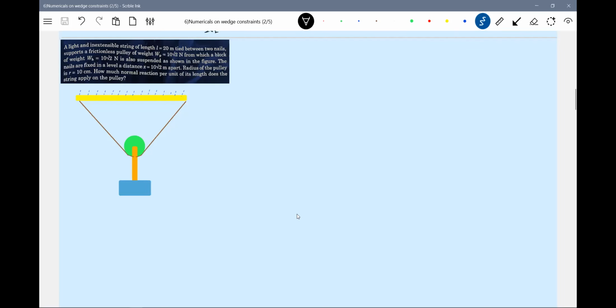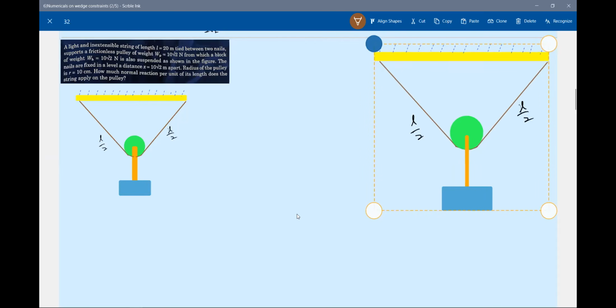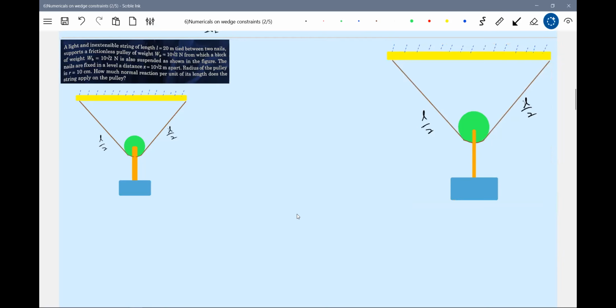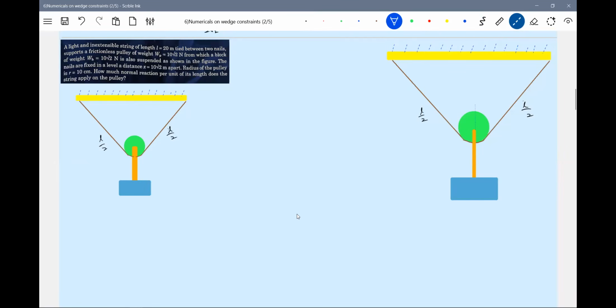So here the length of the string, shall we take it L by 2? Let this be L by 2, L by 2. I'll use two diagrams. This diagram, let it be as it is. It will not be lengthy like the previous problem, don't get scared. Now this will be L by 2 and this is L by 2. Let the angle made by the string with the vertical be theta.